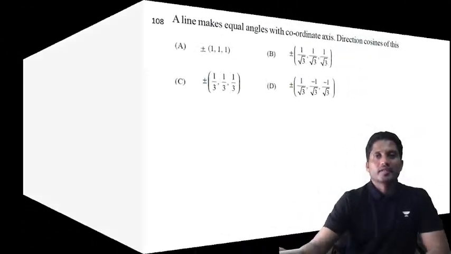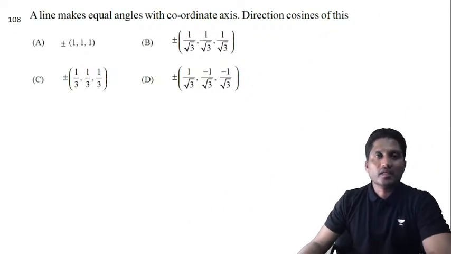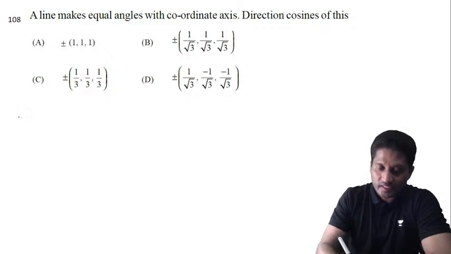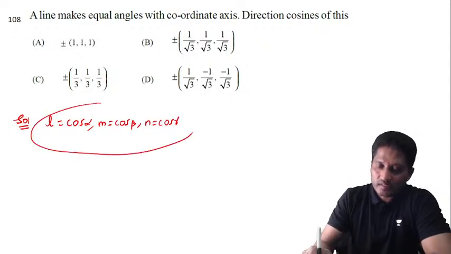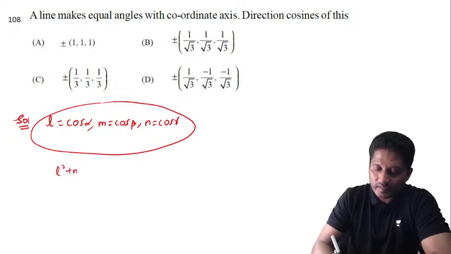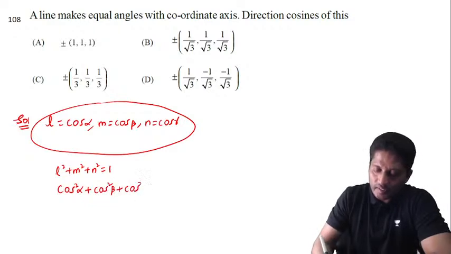Okay, let's move to the next question. A line makes equal angle with the coordinate axes. What are the direction cosines of the line? See, actually L is equal to cos alpha, M is equal to cos beta, and N is equal to cos gamma. Now obviously L square plus M square plus N square is equal to 1. So cos square alpha plus cos square beta plus cos square gamma is equal to 1.